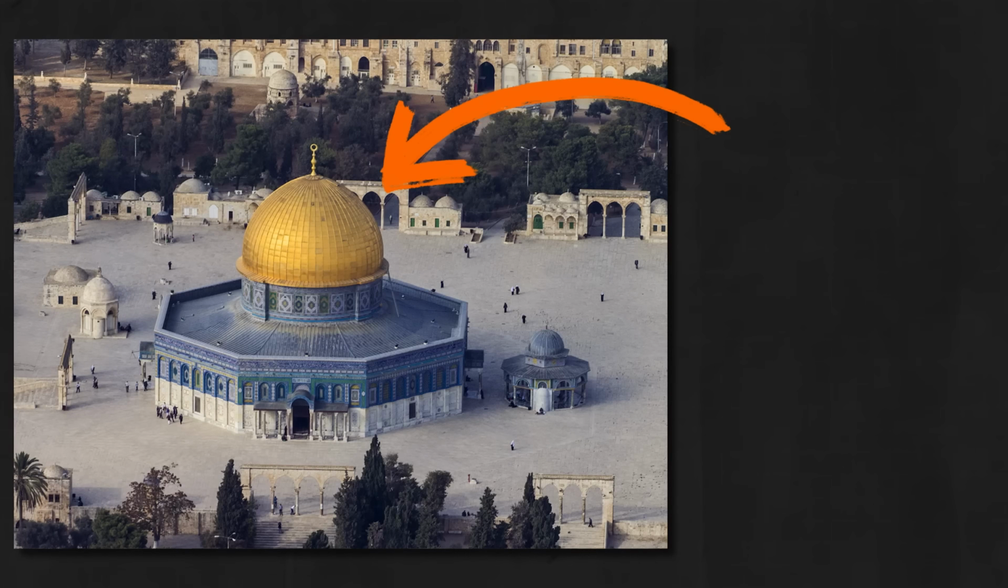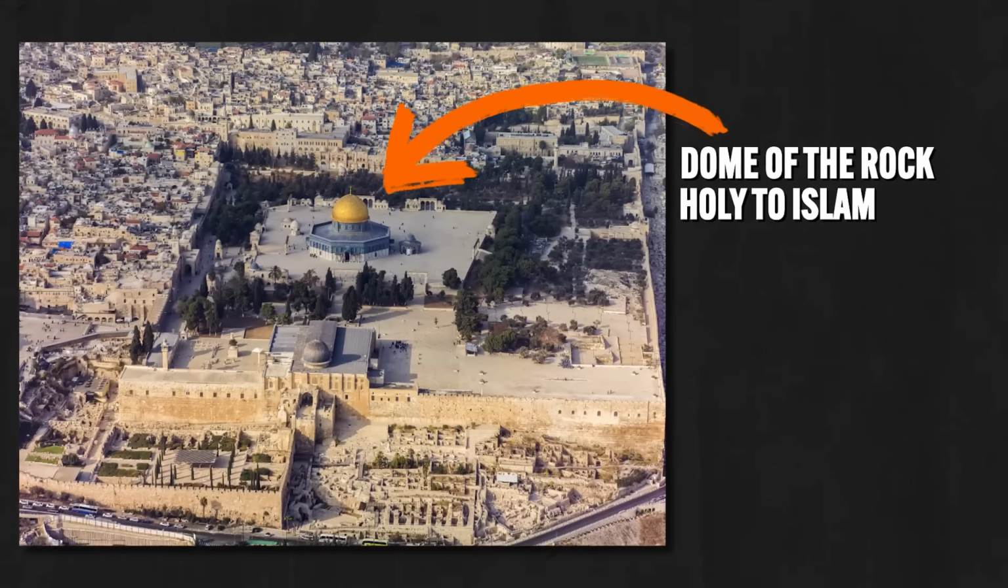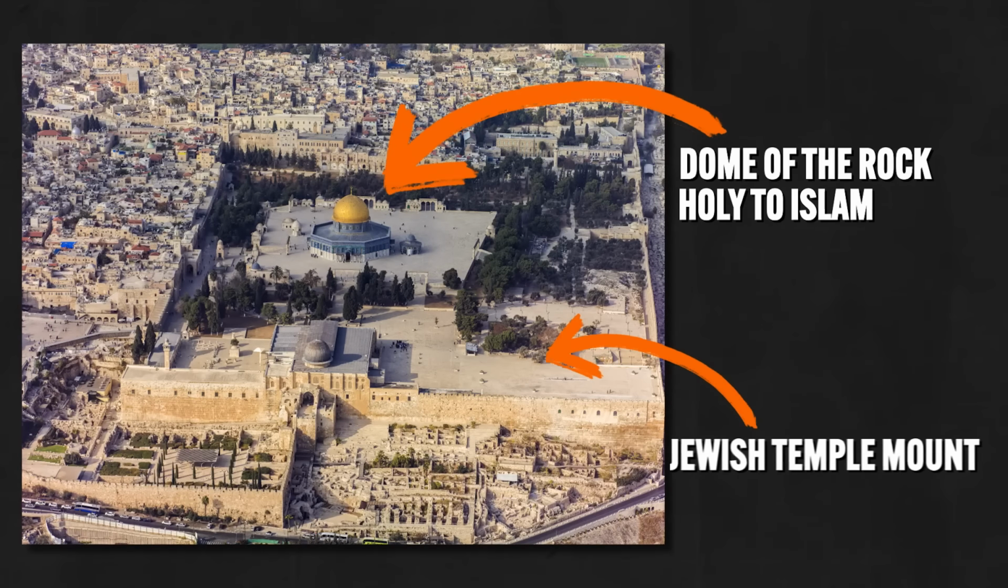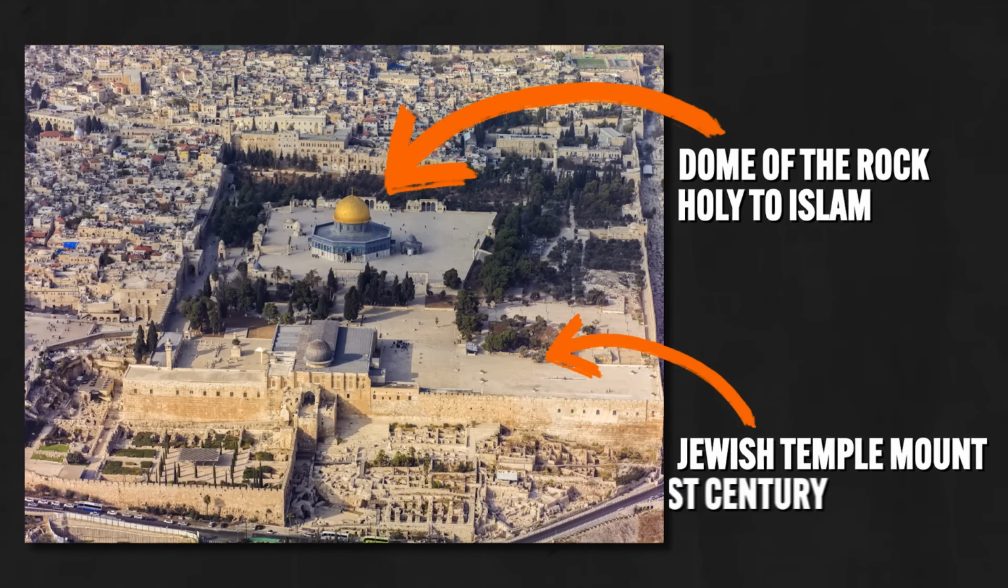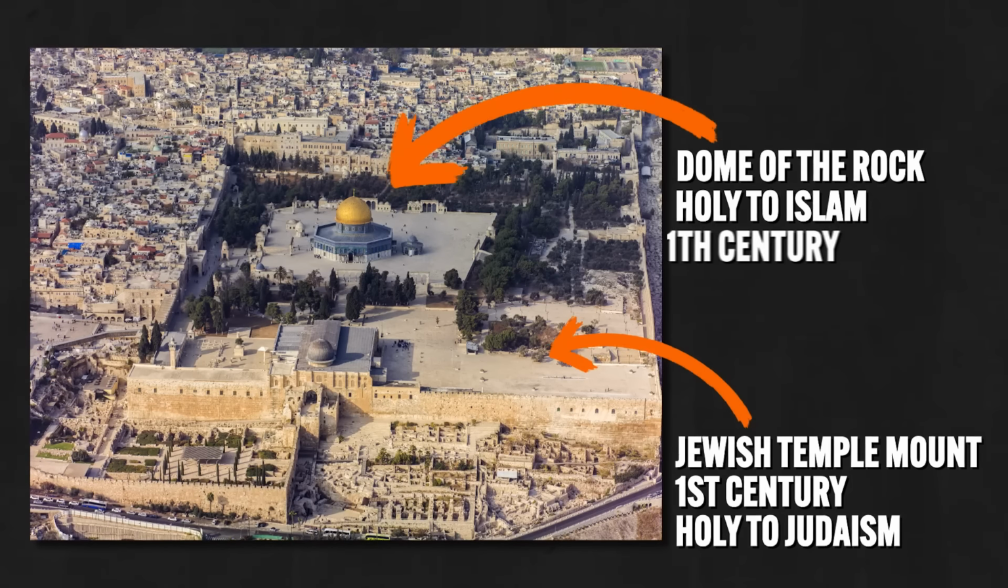For example, look at this. It's a structure known as the Dome of the Rock, which is a holy site for Muslims. But then zoom out a little and look at its foundation. This is the Jewish Temple Mount, which is the remaining foundation of the first century Jewish temple, which is the holy place for Jews. But the Dome of the Rock was built in the 11th century. So each of these groups of people have left a cultural imprint on this site over time.